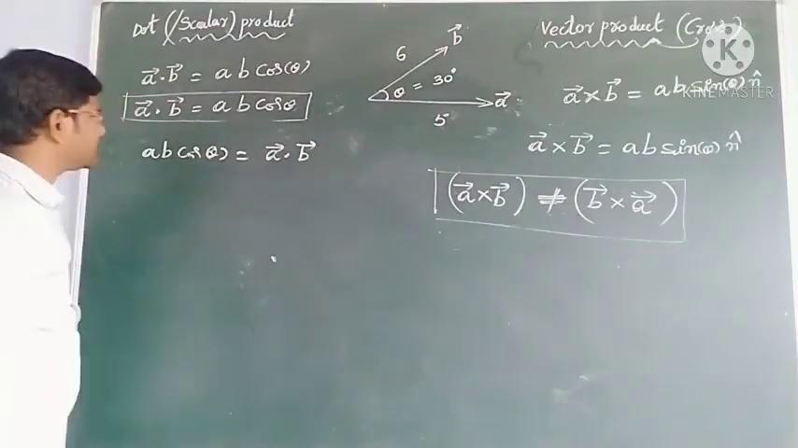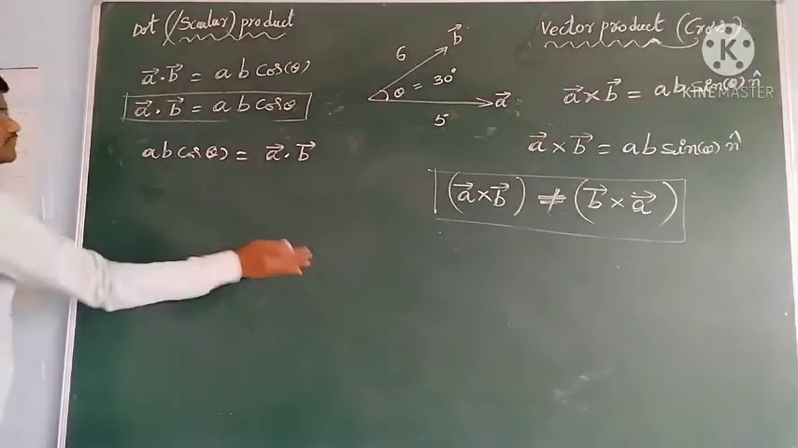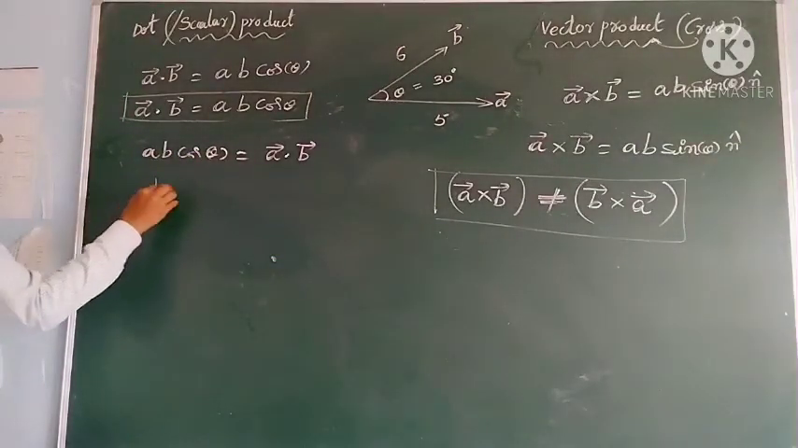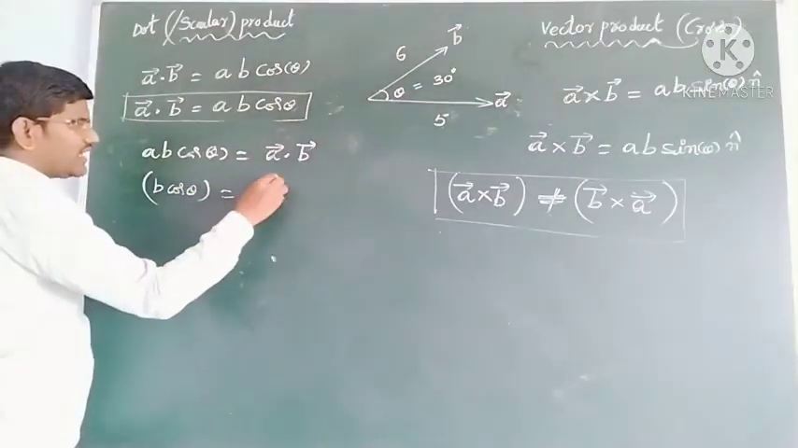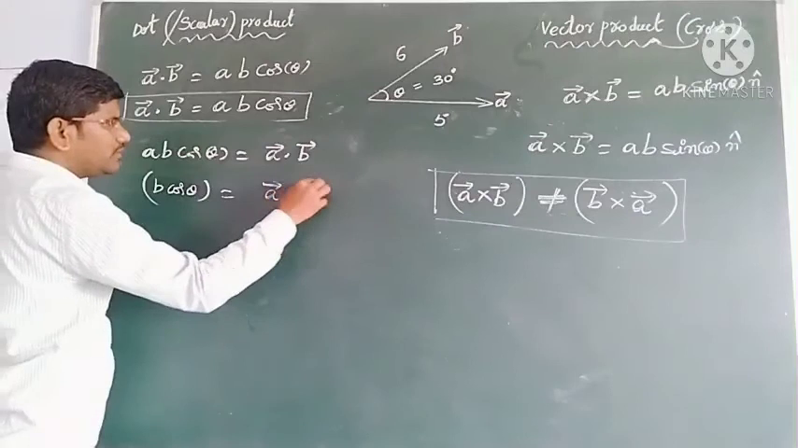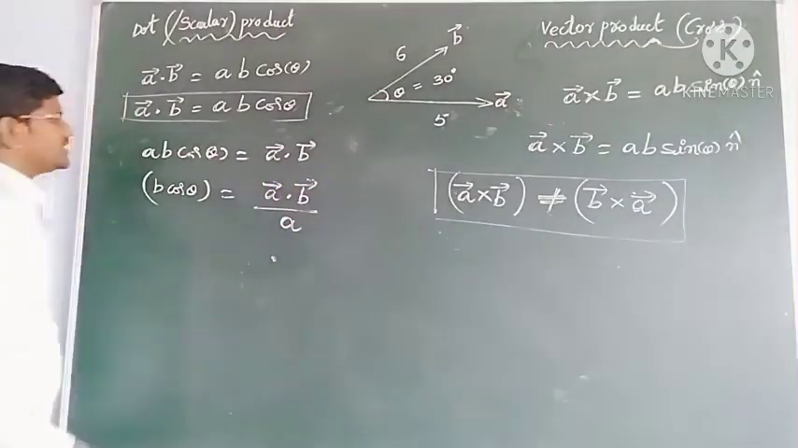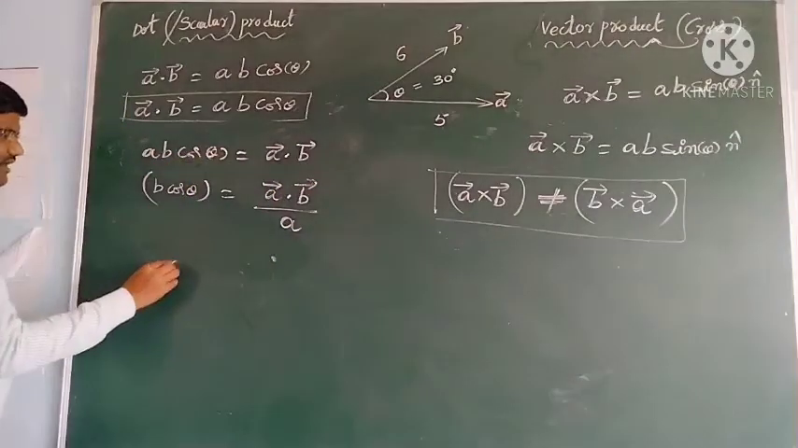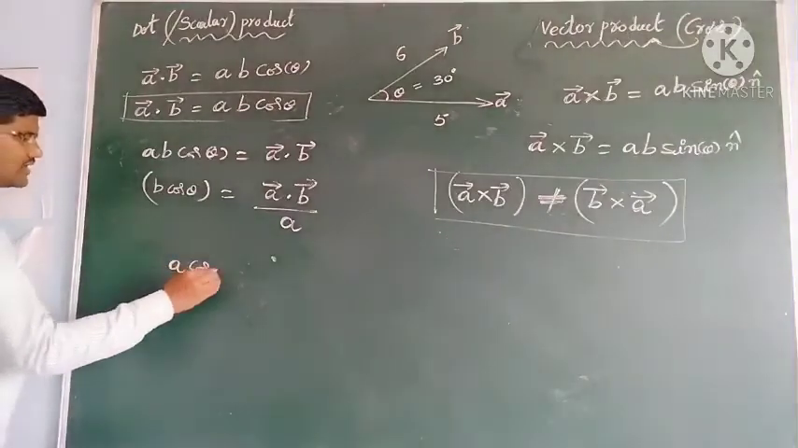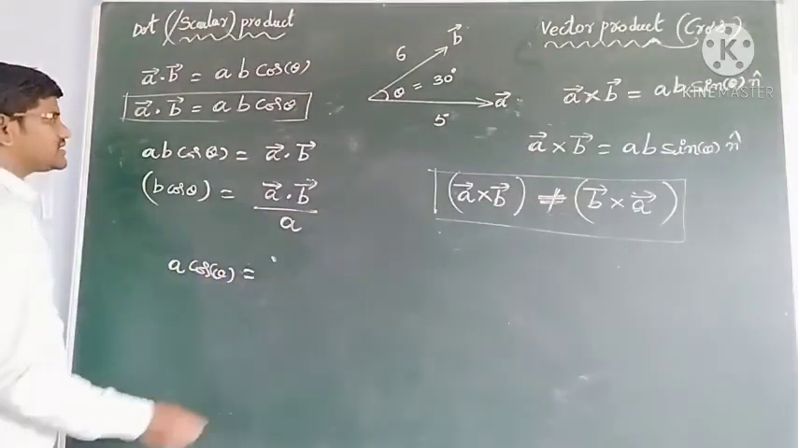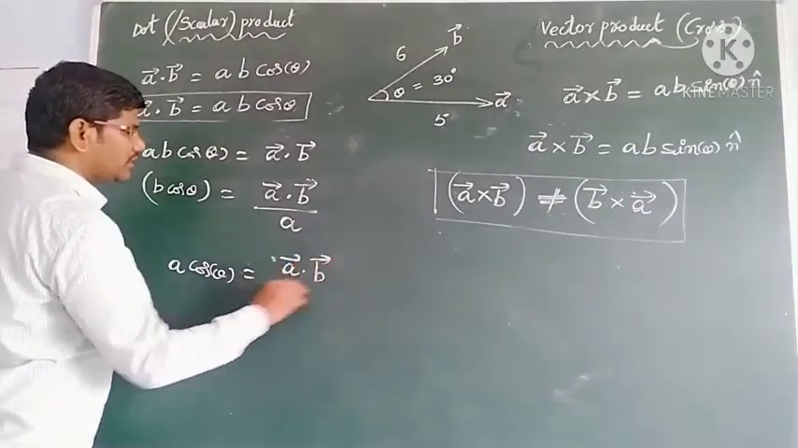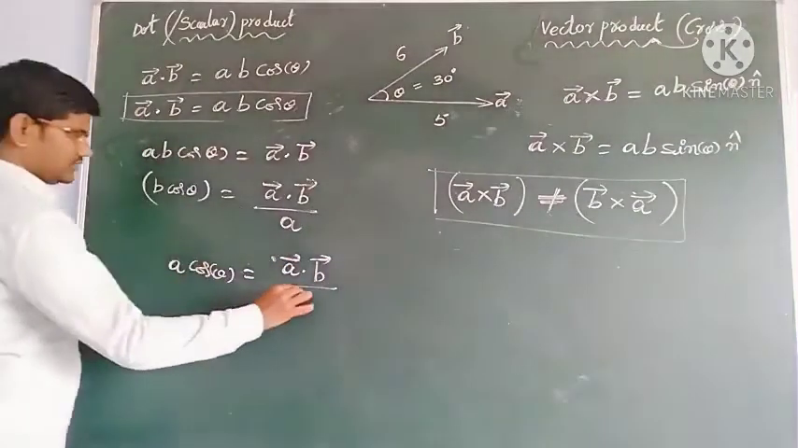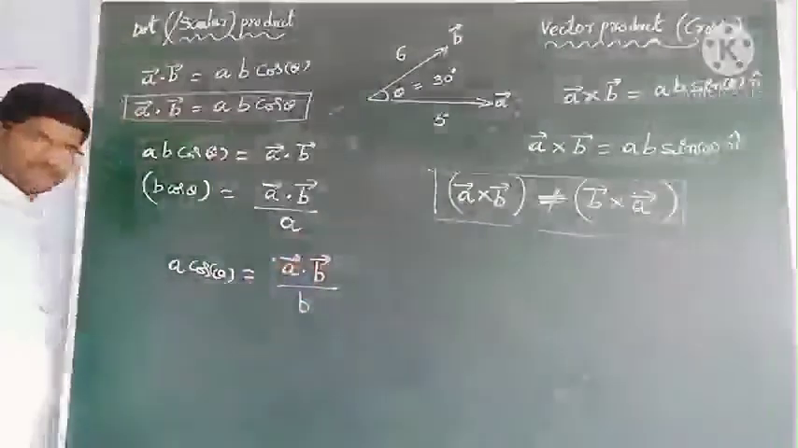Okay students, now I will write. So B cos theta, if I make it the subject, then I will get A bar dot B bar by A. Similarly, A cos theta, if I make it the subject, then what will I get? A bar dot B bar by B I will get.